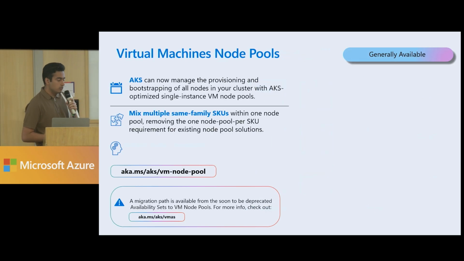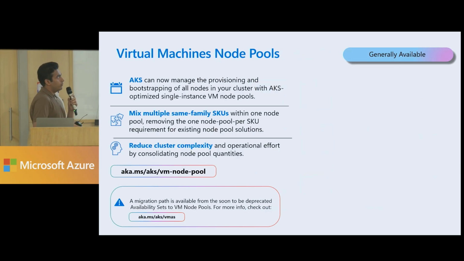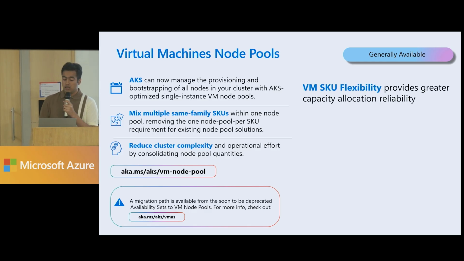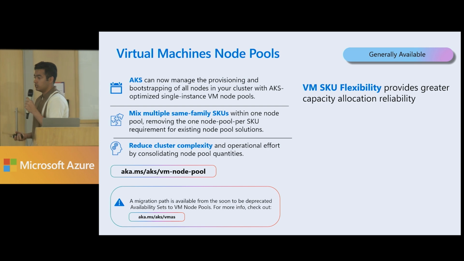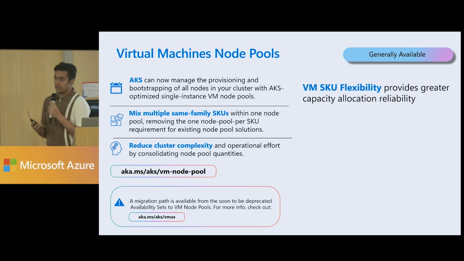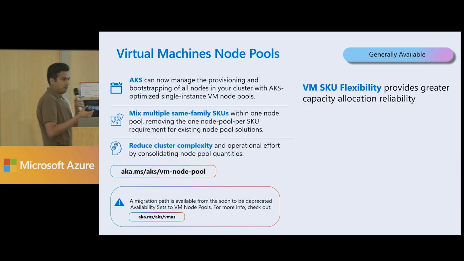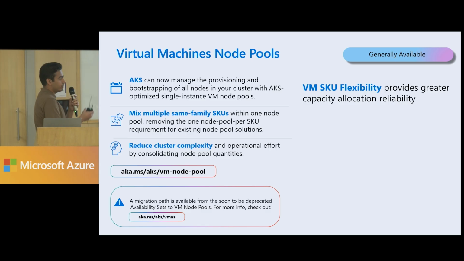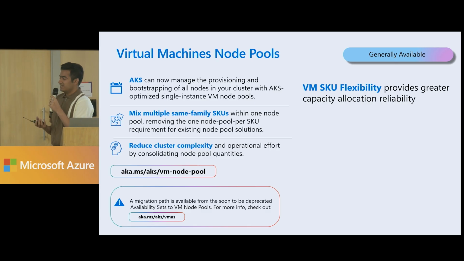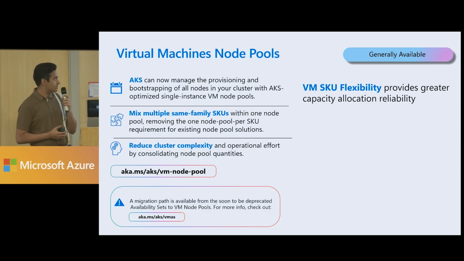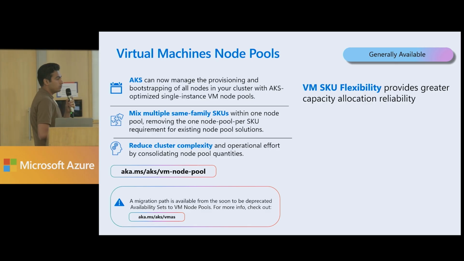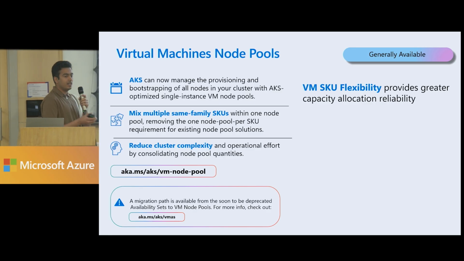So talking about node pools, we recently did GA the virtual machine node pools, which differed from VMSS node pools in the sense that you have flexibility in the SKUs you can pick. With a VMSS node pool, you would typically pick a single VM SKU, and that would be the only one in that node pool. So you would have to deploy multiple node pools or be okay with the restrictions placed on you with a single SKU. But with virtual machine node pools, within the same node pool, you can have multiple SKUs.